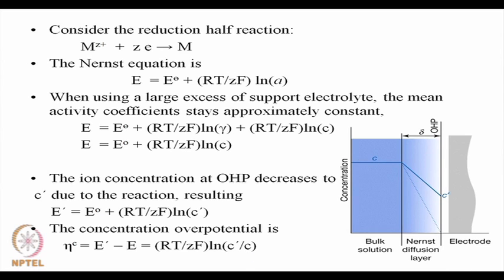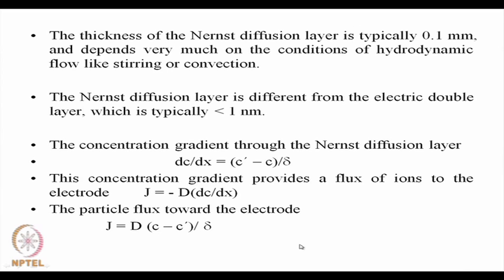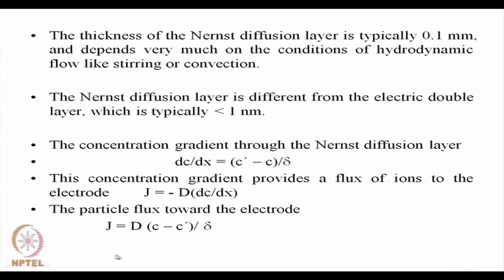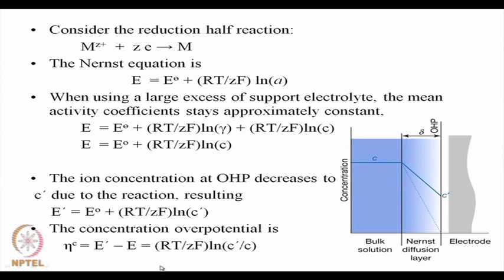Okay. So, therefore, this is the overpotential that can be calculated in this way. Next is the thickness of the Nernst diffusion layer.